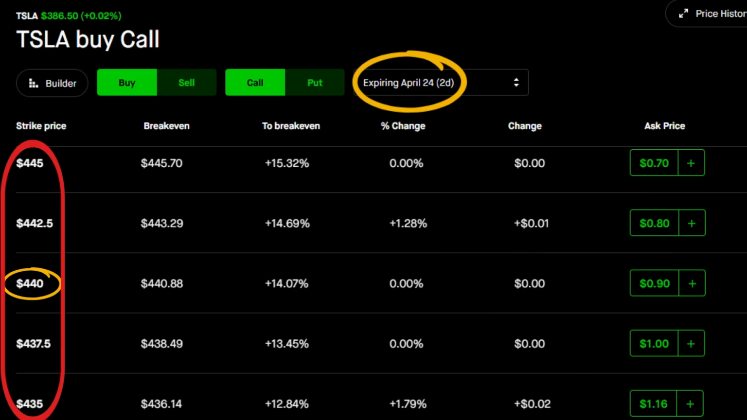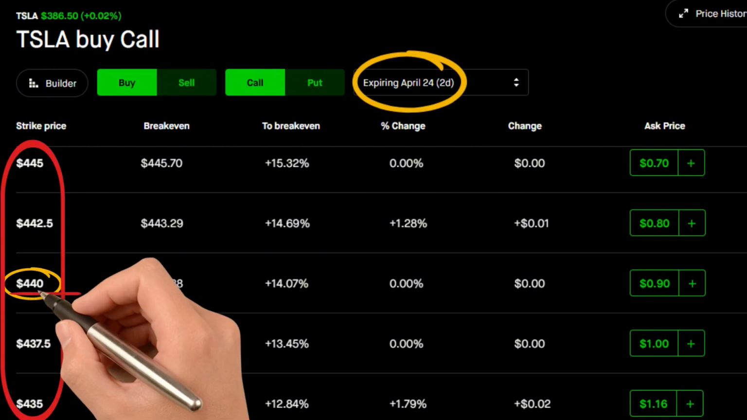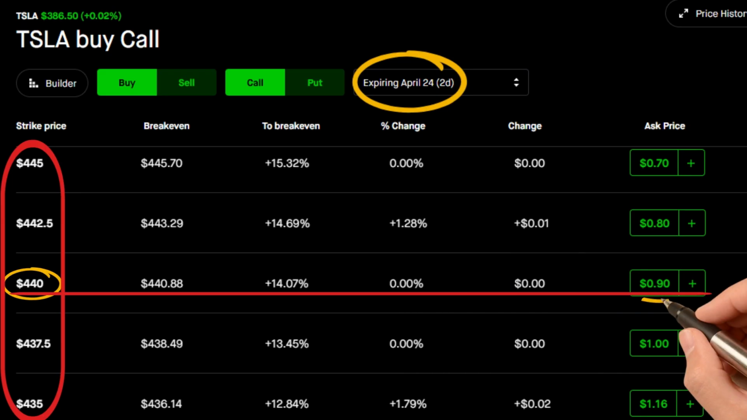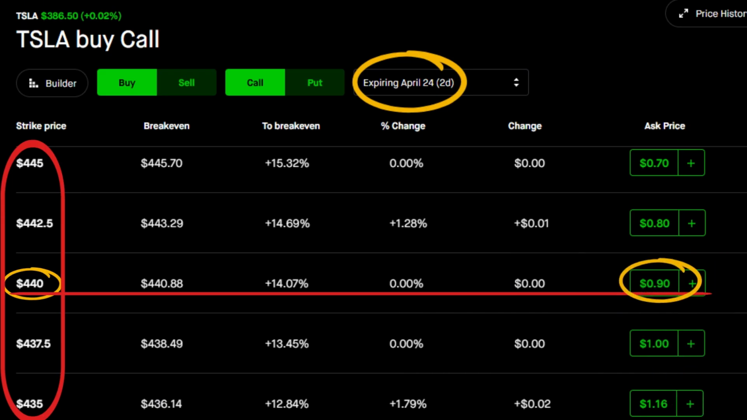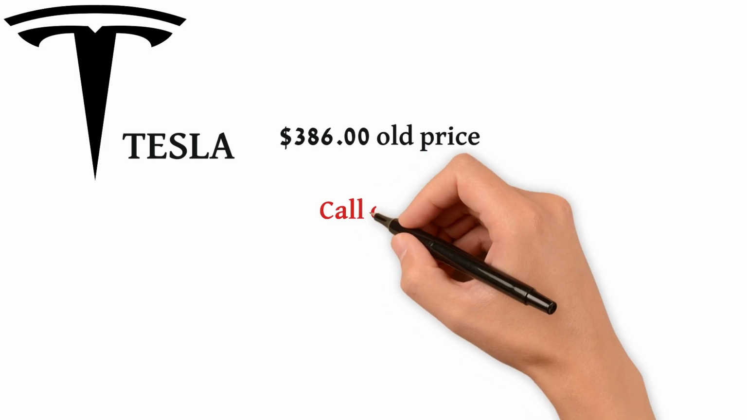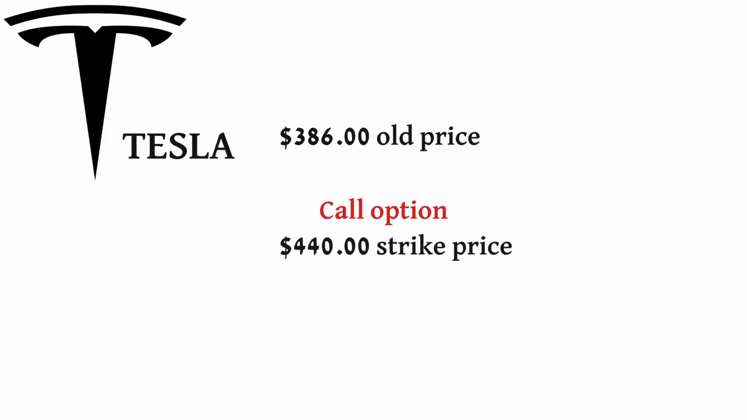For this example, let's focus on you buying the call option at $440 strike price. That option contract is selling at 90 cents. So the real question is, will Tesla hit above $440 within 2 days? Let's go back to our example of Tesla hitting $500 and you winning. So Tesla is currently at $386 and you bought the call option at a strike price of $440, and that option will cost you 90 cents.